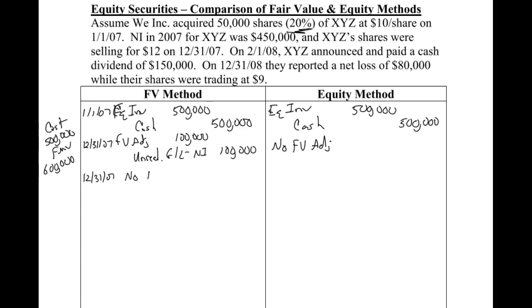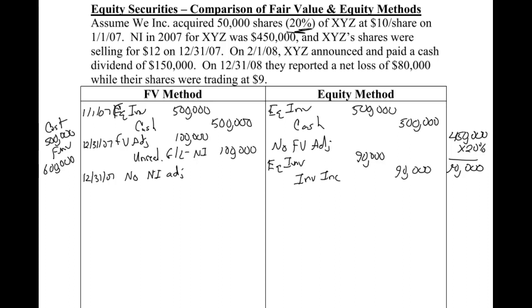This is also 12/31/07. Now on this side, there's no net income adjustment. We don't adjust for our share of the income. Over here, we do. Remember, the equity investee had income. Income increases retained earnings. Therefore, we are going to increase our investment. They reported income of $450,000, and we are a 20% owner. So we are going to increase our investment by $90,000. We do that by debiting the investment 90, and we just call this investment income 90,000.